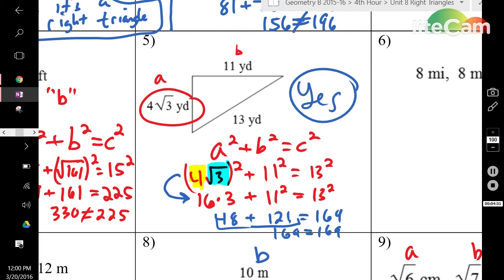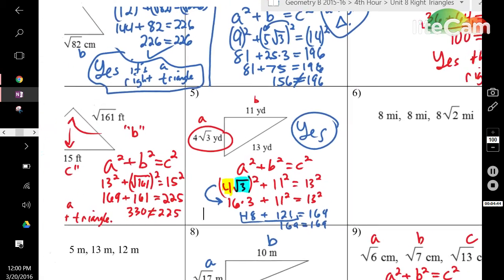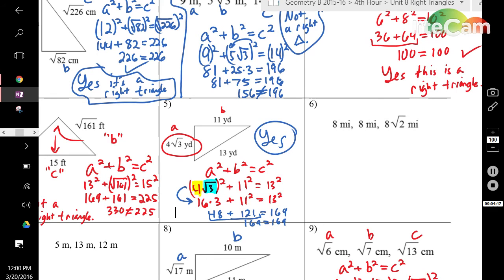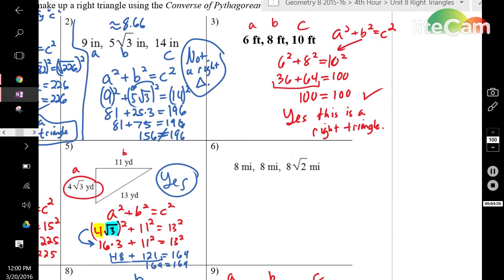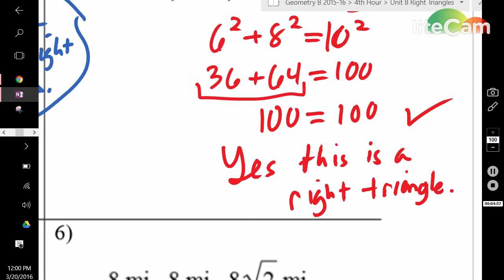So we have talked about finding missing side lengths with the Pythagorean theorem, solving for A, B, or C, isolating the variable, square rooting to cancel out with this power of 2. And then we did the converse. We found out if three side lengths given to you represent a right triangle, yes or no. If it is a true statement at the end, like up here, 100 equals 100, then yes, it is a right triangle because the sum of the squares of the legs is equivalent to the square of the hypotenuse.